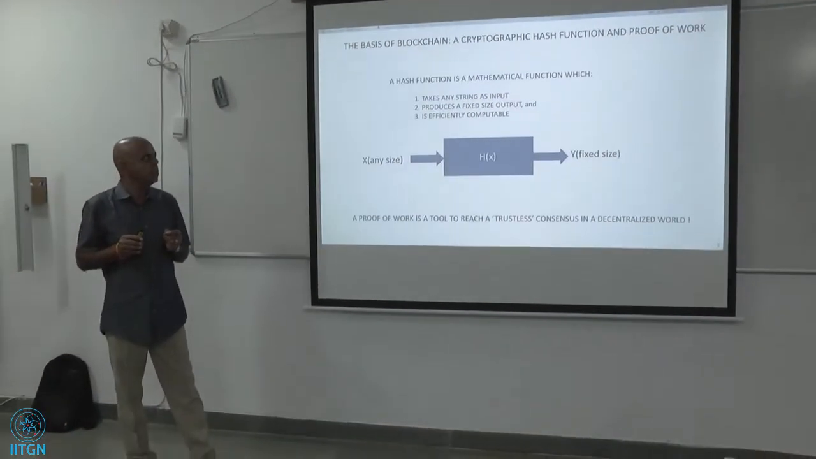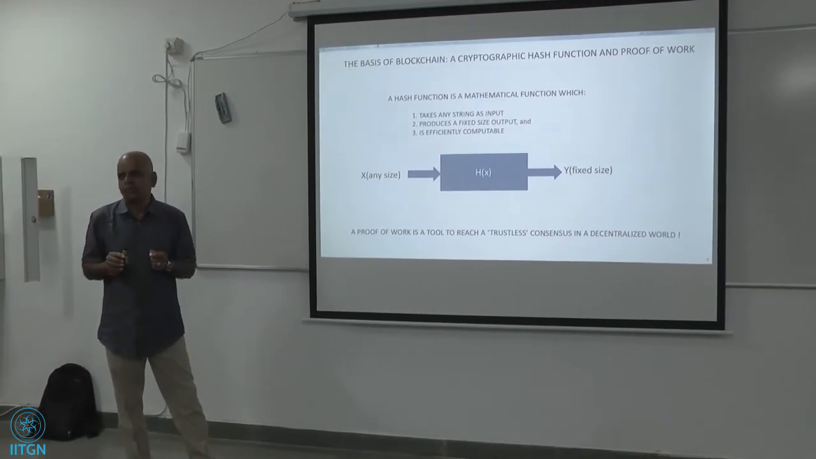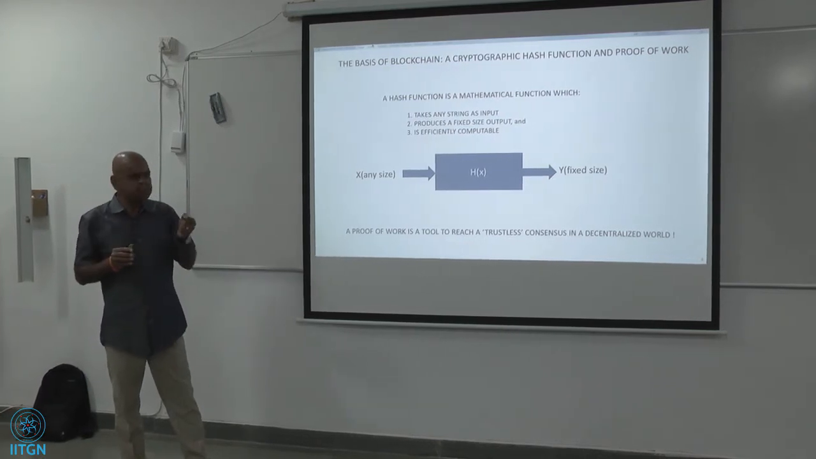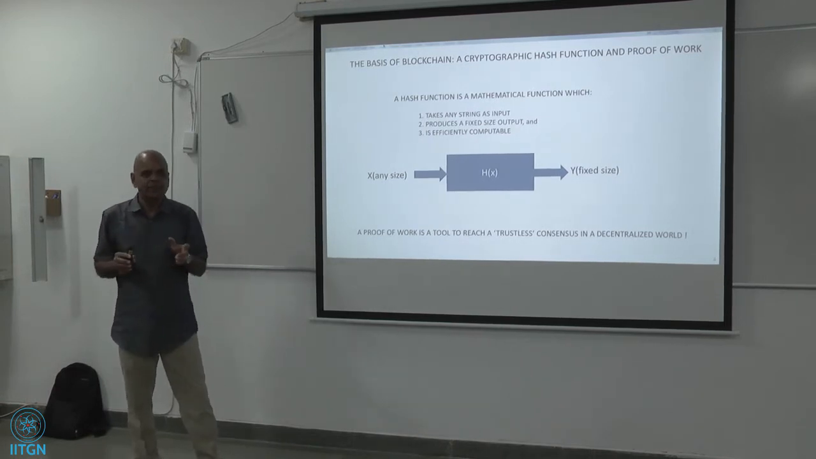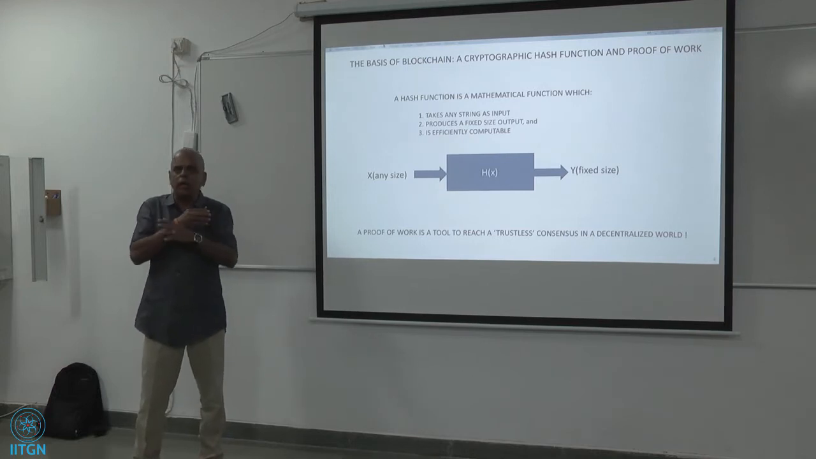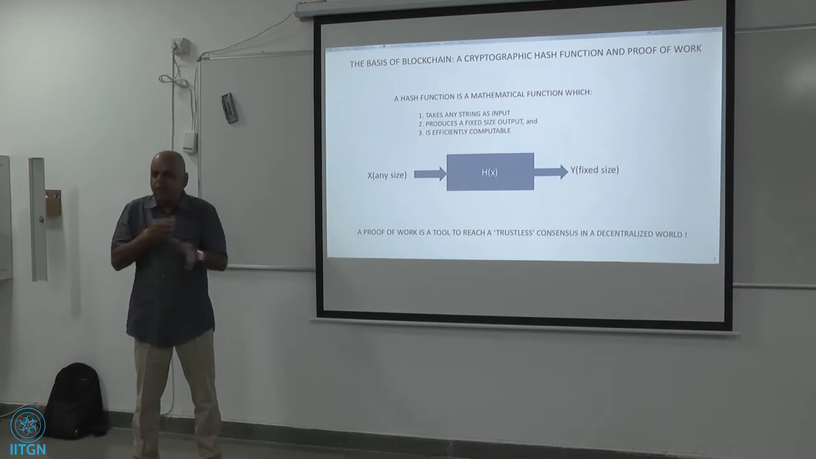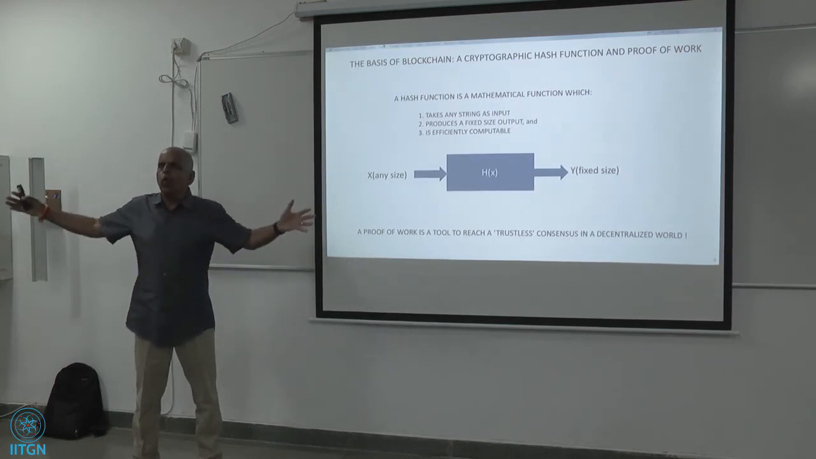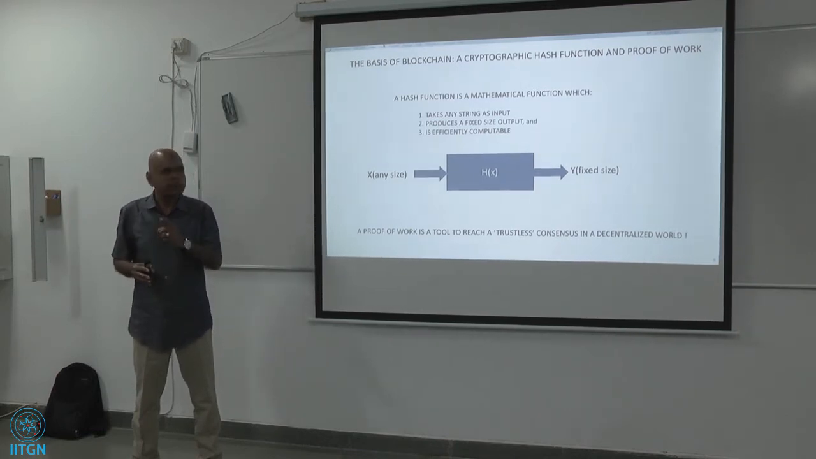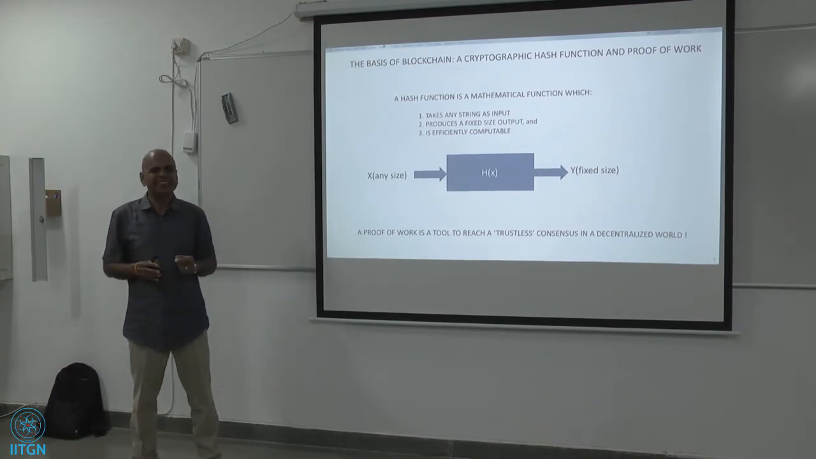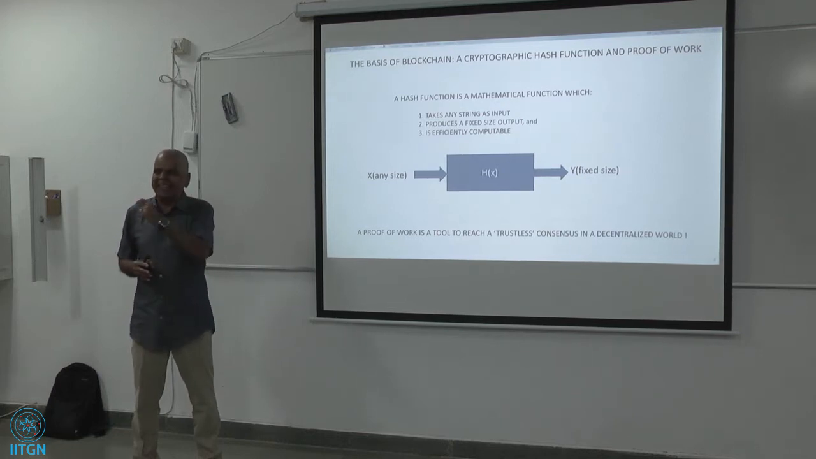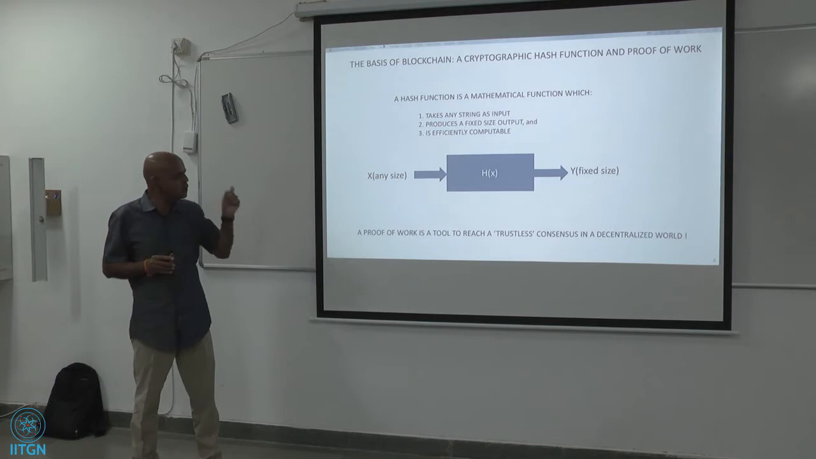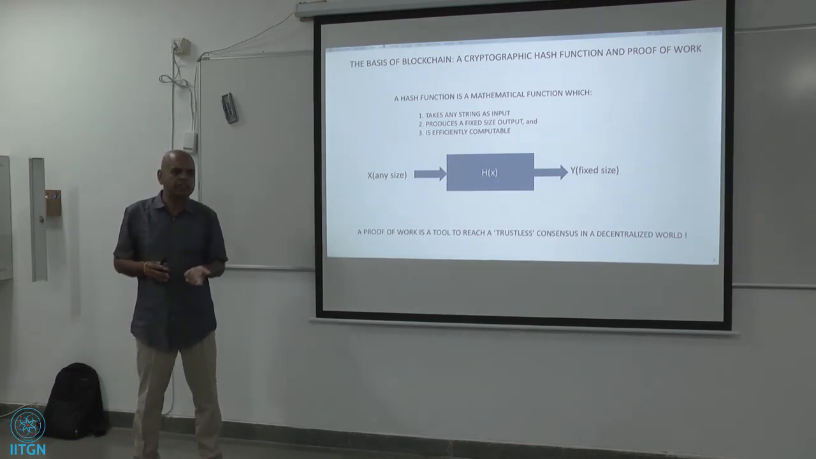The basis of blockchain is what is called a hash function. What a hash function does is take any string of any length as input. You can take your name, my name, 1 or 0 or A or B, or you can take all the library books of IIT Gandhinagar, or all libraries combined, the whole volume of data or information as input, and produce a fixed size output. Very important concept. The input can be any length, but the output will always be a fixed size output. Please remember that. And number three is efficiently computable, because if you can't compute a hash function, then you can't use it.